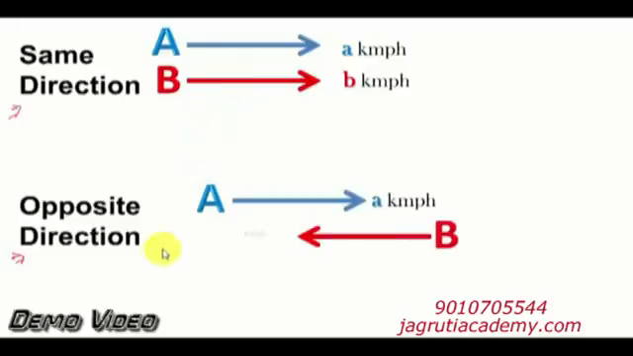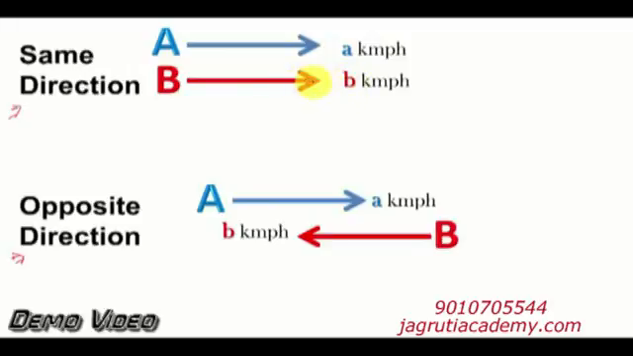Now let's take the opposite direction example. A is a person whose speed is a kilometer per hour and B is another person whose speed is b kilometer per hour. You can see through the arrow that they are moving in opposite directions. Whenever two objects are moving, I cannot take one object's speed. I need to take the combination of both speeds. So what should I do?